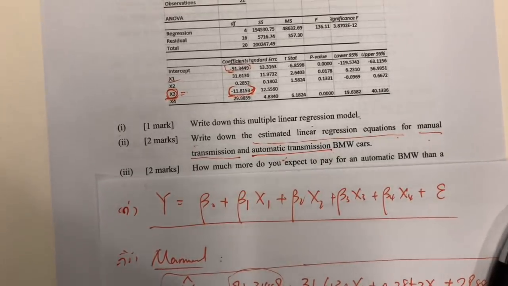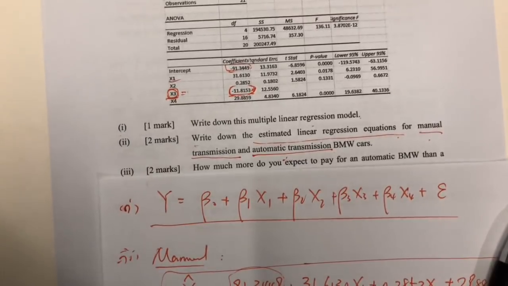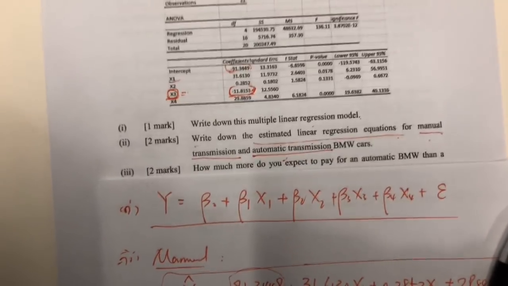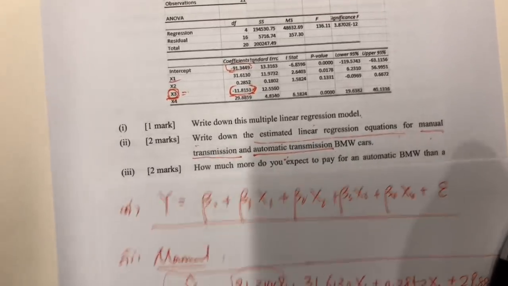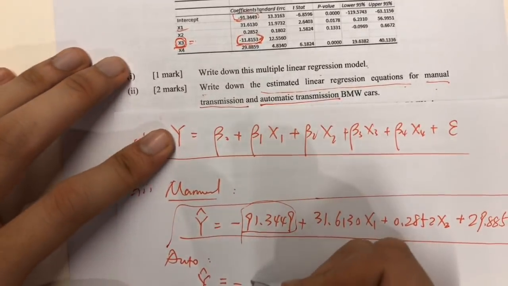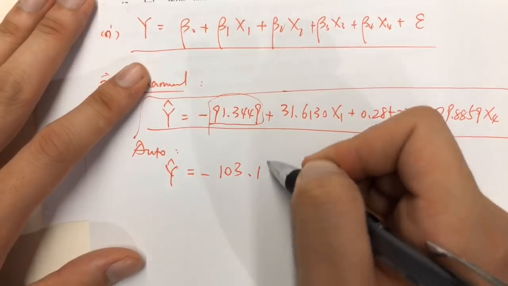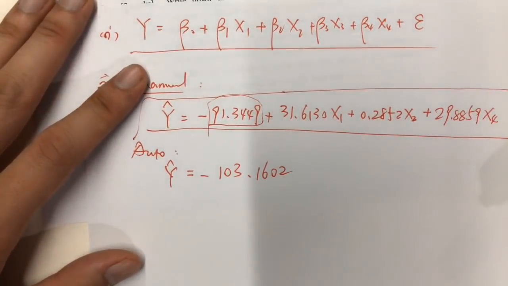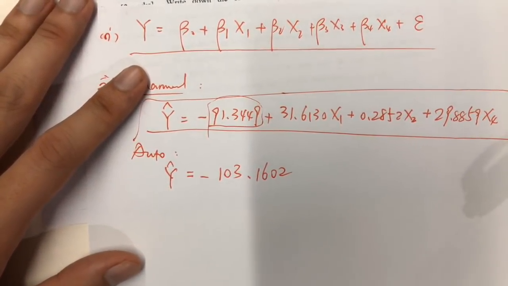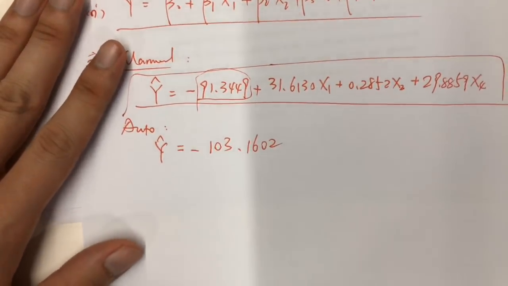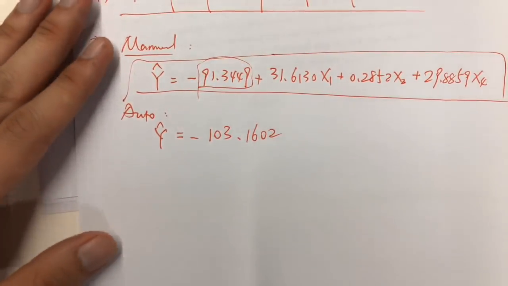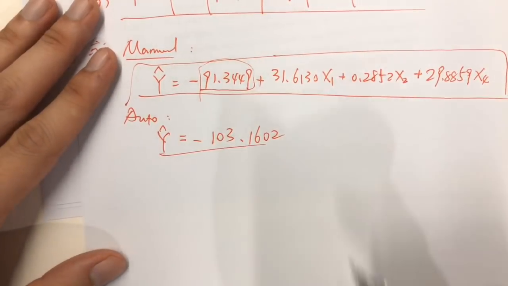Minus 91.3449 plus 11.8153. So the result is minus 103.1602, I guess. So have we all got the same result? Yes? Oh, nobody is calculating. I'm so sad. Okay, so this is the result.